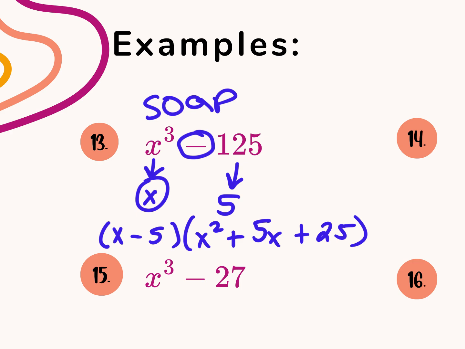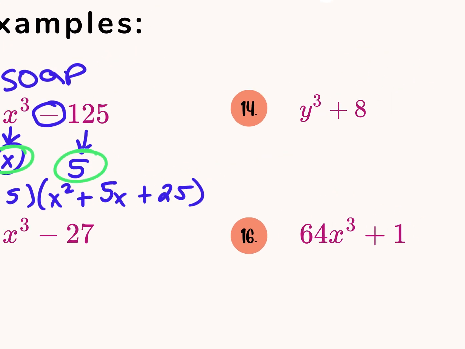Yes? Why is it 5x? You take the first times the second and just stick it together in the middle. That's what the pattern is. So if it was like 2 and 5, it would be like 10? Perfect, yep. Let's look at 14.